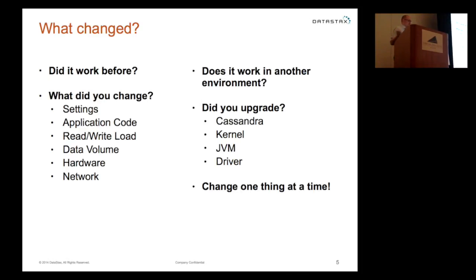So aside from did it work before, you can ask yourself, does it work in another environment? And if it works in another environment, compare that environment with this, keeping in mind those points I just brought up. And then finally, have you upgraded? And I don't mean just Cassandra, but also your kernel, your JVM, the drivers, because all of those can interact to create a problem. And lastly, when you're troubleshooting, definitely try to just change one thing at a time, so you isolate your variables and you know what's working and what's not.